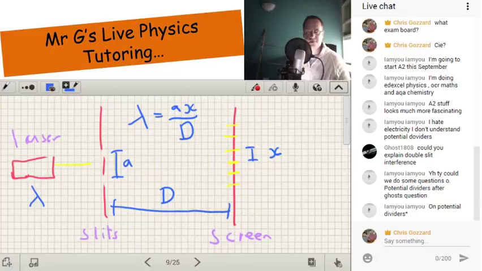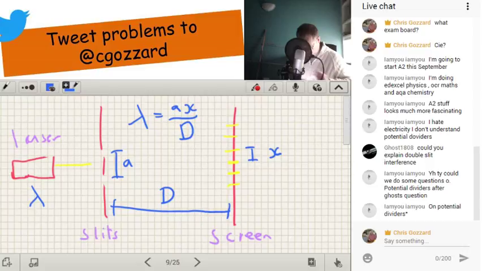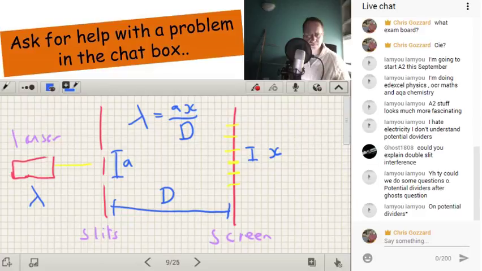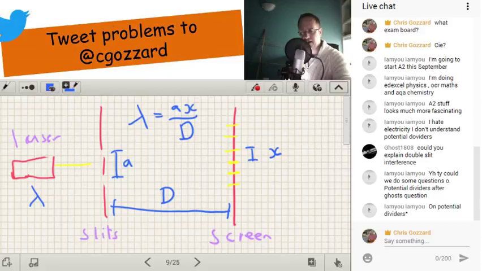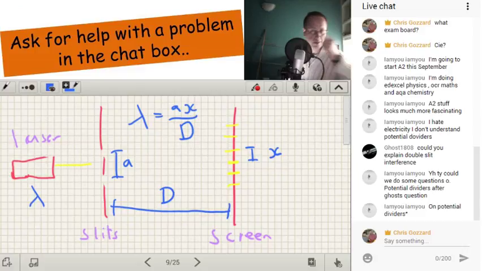Ghost, this is the equation. So if you double the distance between the slits, the spacing will double, obviously, because the waves are moving further apart. Is this what you're after, Ghost, or is there any particular problem based on this? But this is what's happening really with the double slits. This is the equation that you need to know. So lambda equals A x over D.